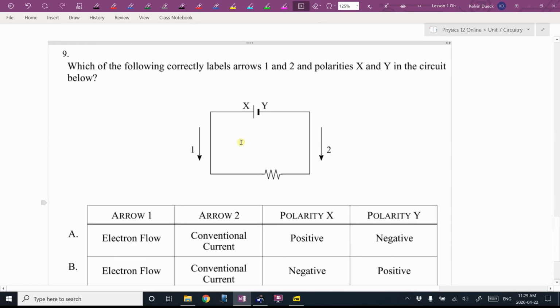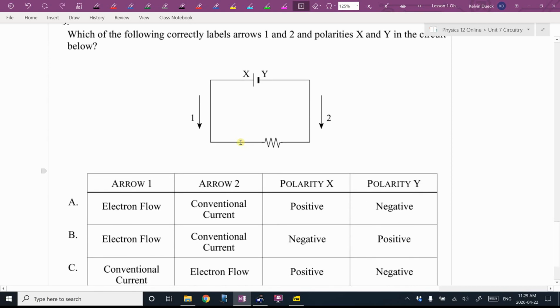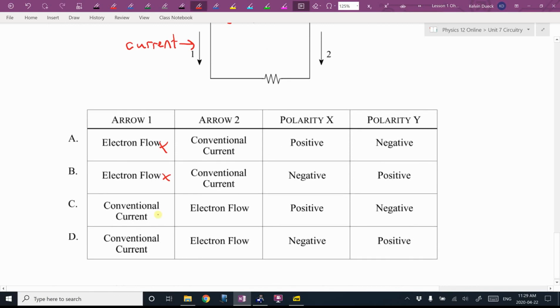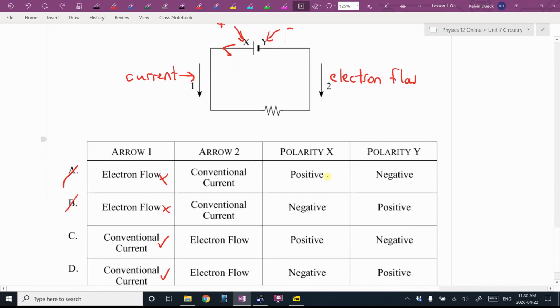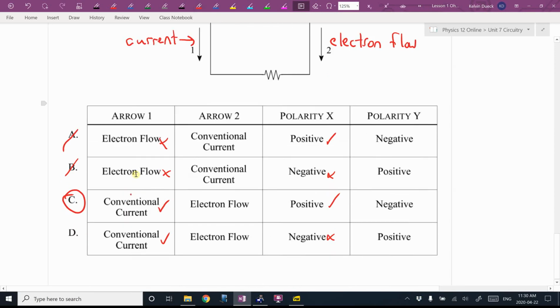So, which of the following correctly labels arrows 1? So, arrow 1 is going from positive to negative. Arrow 1 is current. So no, no, yes, yes. I already know A and B are wrong. Arrow 2 is electron flow. That didn't help at all. Oh, but I know that this, the long line, is the positive. The short line is the negative. So X is positive, not negative. And so the correct answer has to be C.